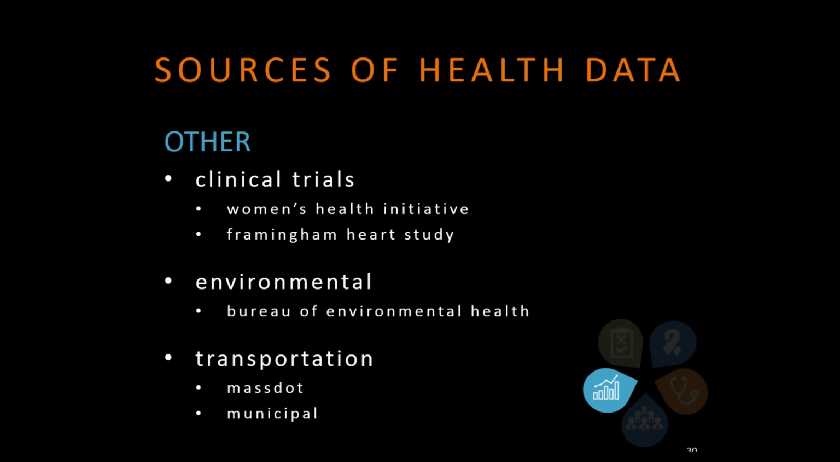Transportation data sources include the Massachusetts Department of Transportation, or MassDOT. They do a Massachusetts travel survey where they look at different types of physical activity metrics. There's also transportation data at a municipal level. Perhaps your regional planning agency or your planner's office might do regular bike and pedestrian counts in your town. A lot of times they also incorporate and use a lot of census data and demographic information.